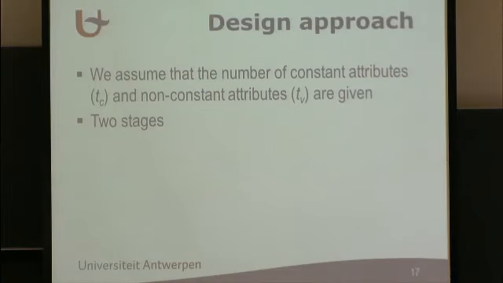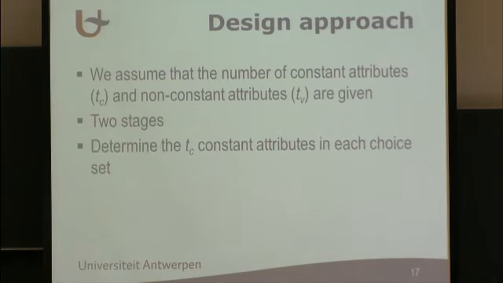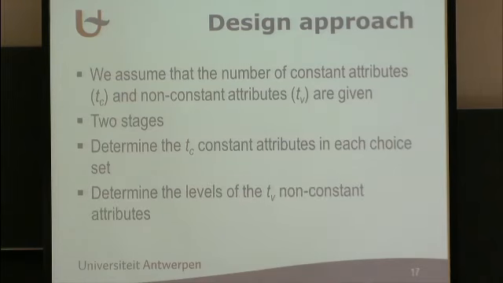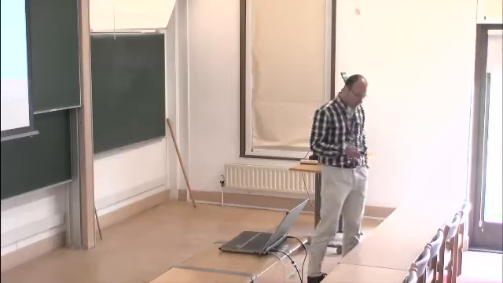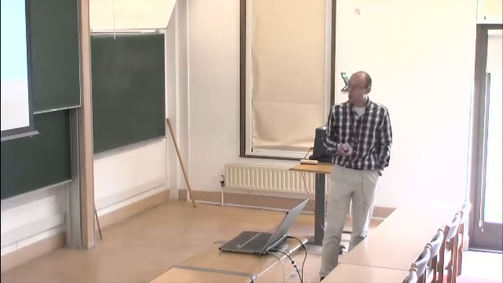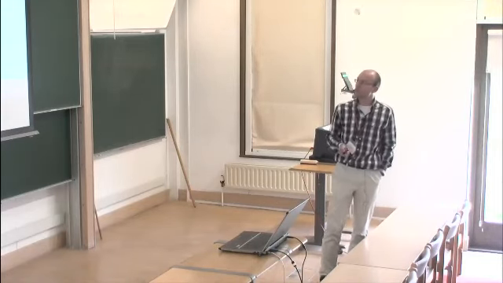Then what we do is, our design approach is a two-stage design approach. In the first step, we determine the attributes that we hold constant. So we determine the TC constant attributes in every choice set. That's step number one. Then given that information, we determine the levels of the non-constant attributes. And for each of these two steps, the determination of the constant attributes and the determination of the levels of the non-constant attributes, we have two different approaches.